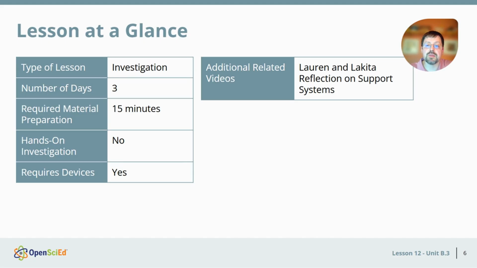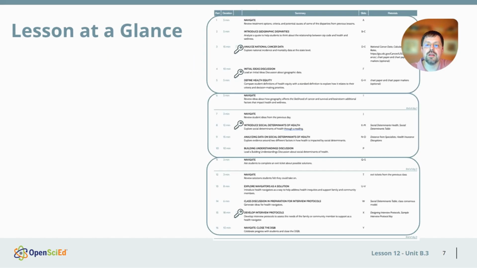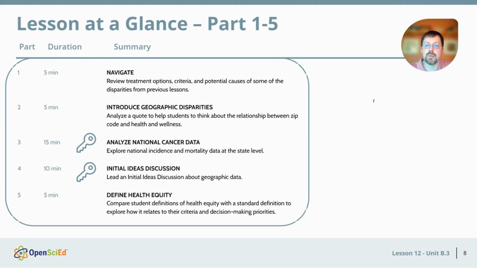There is minimal prep in this lesson. As always, I recommend watching the Lauren and Lakita videos before showing them to your class. You will need to print an article about social determinants of health and cut each section into strips for your students. There are three main chunks in this last lesson of the unit. Let's go into each in more detail.